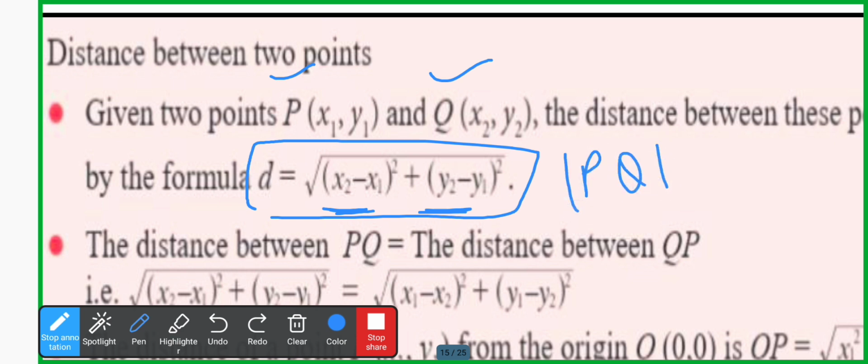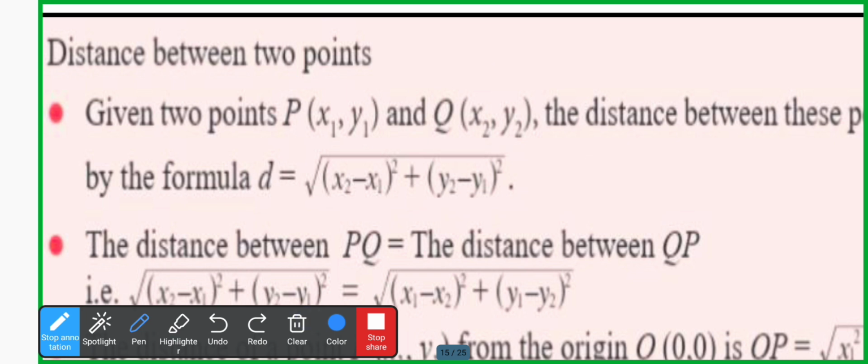What if you have to find the distance between QP? When you find the distance between QP, obviously it is the same as PQ. Let's suppose a point P is here, Q is here, and you have to find the distance between these 2 points. If you have to find the distance between QP, obviously it's the same. If this is 10 centimeters, this is also 10 centimeters. So the distance would be the same, but you can use the formula in any way.